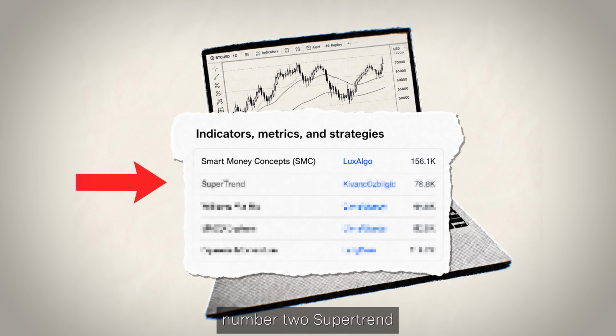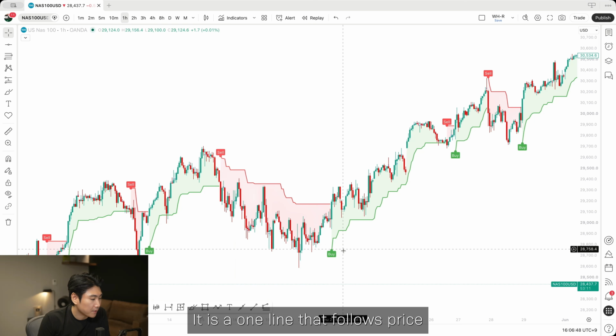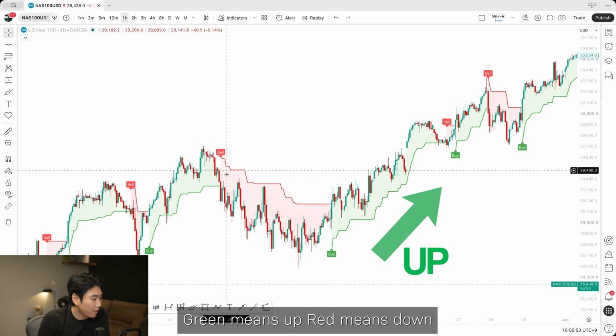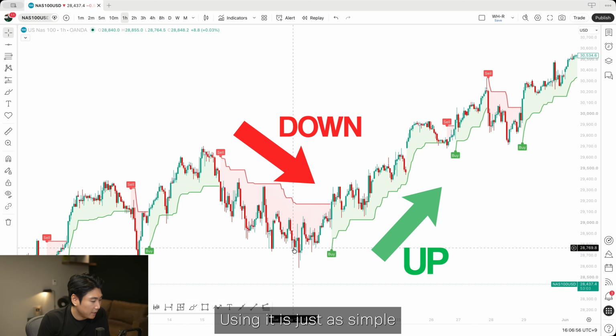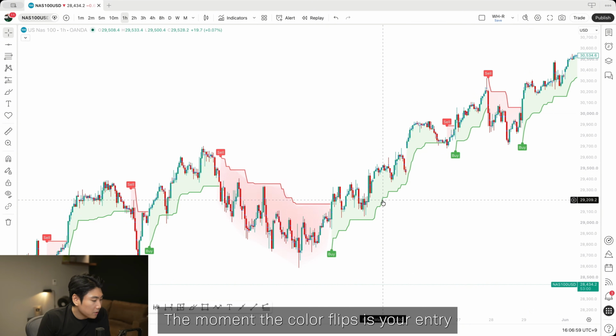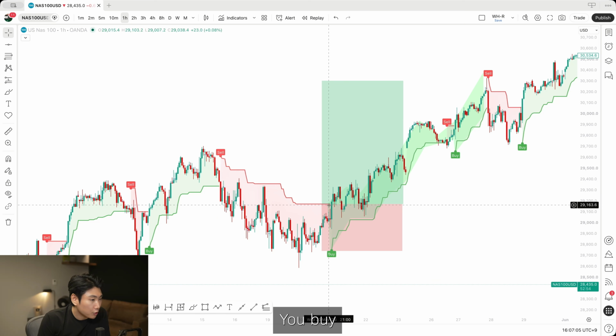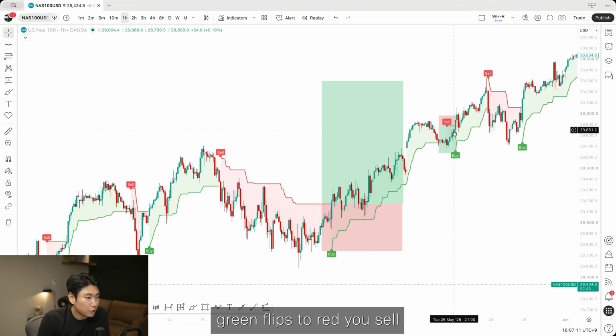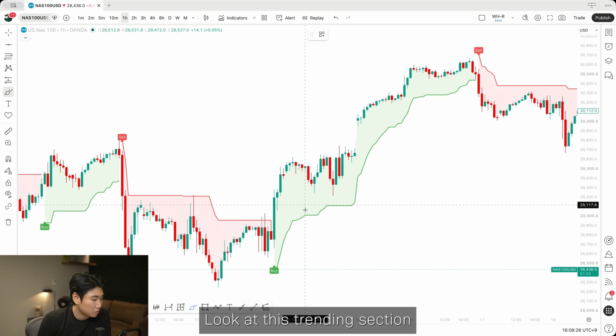Number 2, Supertrend. This one is really simple. It is one line that follows price. Green means up, red means down. Using it is just as simple. The moment the color flips is your entry. Red flips to green, you buy. Green flips to red, you sell. That's it. Look at this trending section.